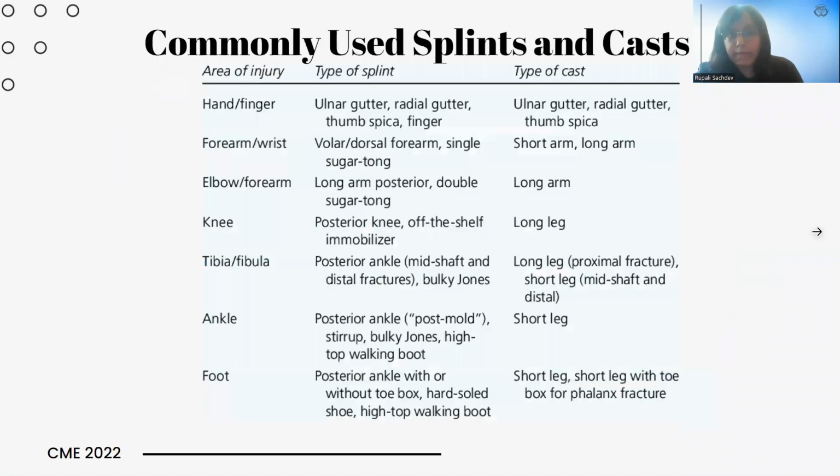So, depending on the type of fracture you have and the area of injury, you can use specific types of splints and casts. This is a little too high level for you, but I've just kept the table in if you're interested. So, if it's a hand fracture, it's a thumb splint, it's a type of splint, and a cast. Then if it's a forearm or wrist, you can have a short arm or a long arm cast. If it's an elbow or forearm, you can have a double sugar tong or a long arm cast. Okay.